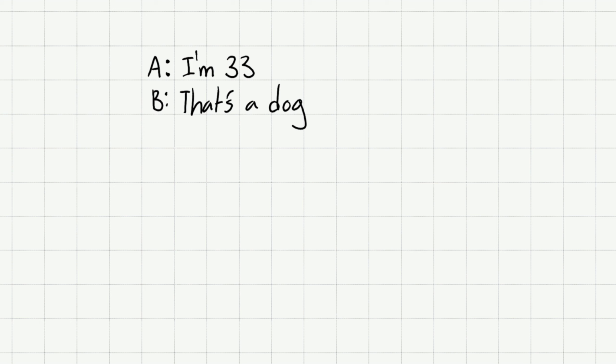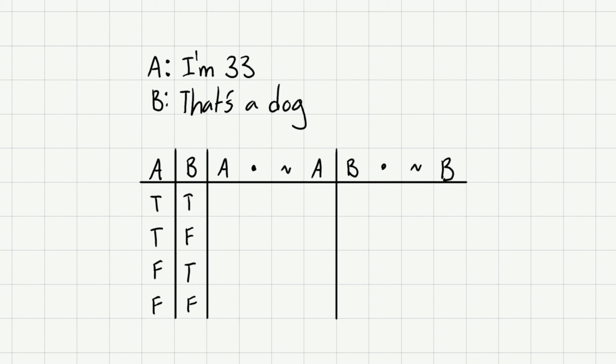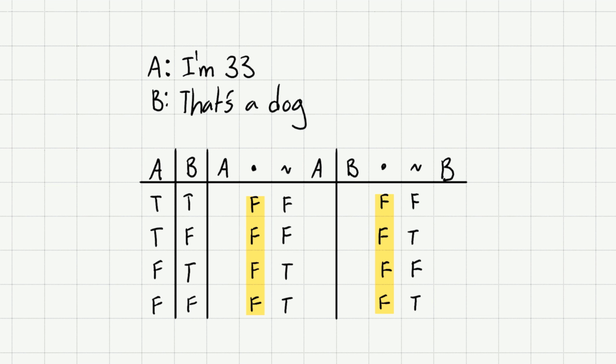For example, if the statement letter A stands for I am 33, and the statement letter B stands for that is a dog, you can construct the contradiction I am 33 and I am not 33, or represented A and not A, and you can construct the contradiction that is a dog and that is not a dog, or B and not B. Both of these statements, as this truth table shows, are logically equivalent, and yet they clearly mean different things. One statement is about my age, and the other statement is about whether something is a dog.